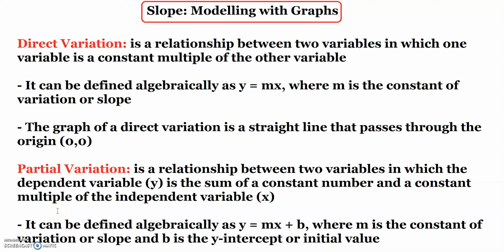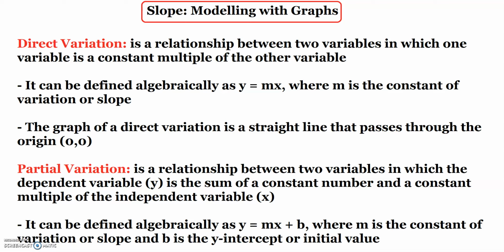The topic of this video is slope modeling with graphs. Before I introduce the term slope, I will be talking about two definitions. The first one is direct variation and the second one is partial variation. Direct variation is a relationship between two variables in which one variable is a constant multiple of the other variable. It can be defined algebraically as y equals mx, where m is the constant of variation or slope.